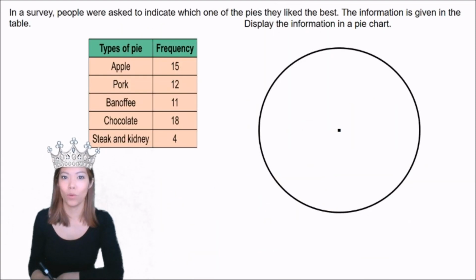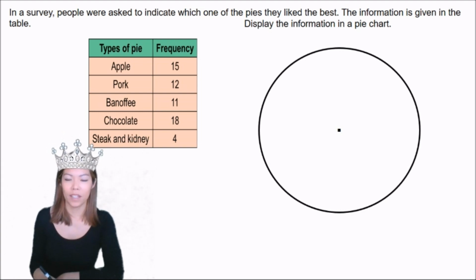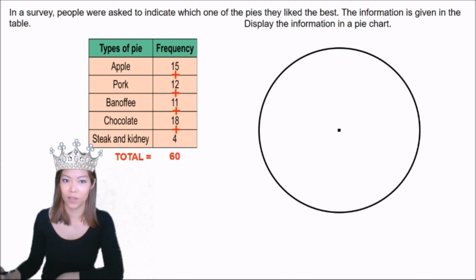So here's an example where we have to draw a pie chart. In a survey, people were asked to indicate what their favorite pie was. If you ask me, I love banoffee. The information is given in the table and we have to figure out how to draw a pie chart. First of all, we need to know what fraction each of these are. So we have to find the total. So you add them together and you realize you get 60.